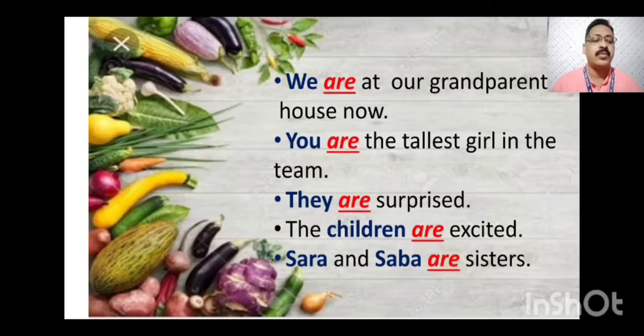So we can now know that am is used after pronoun I, is is used after a singular noun or pronoun, like the singular pronouns he, she, it, and are is used when the pronoun is plural. We, you, they are the pronouns which are plural, so are is used here. Even if it is a plural noun, there also we have to use are. So children, Sarah and Saba are plural nouns, so are is used in the sentences.